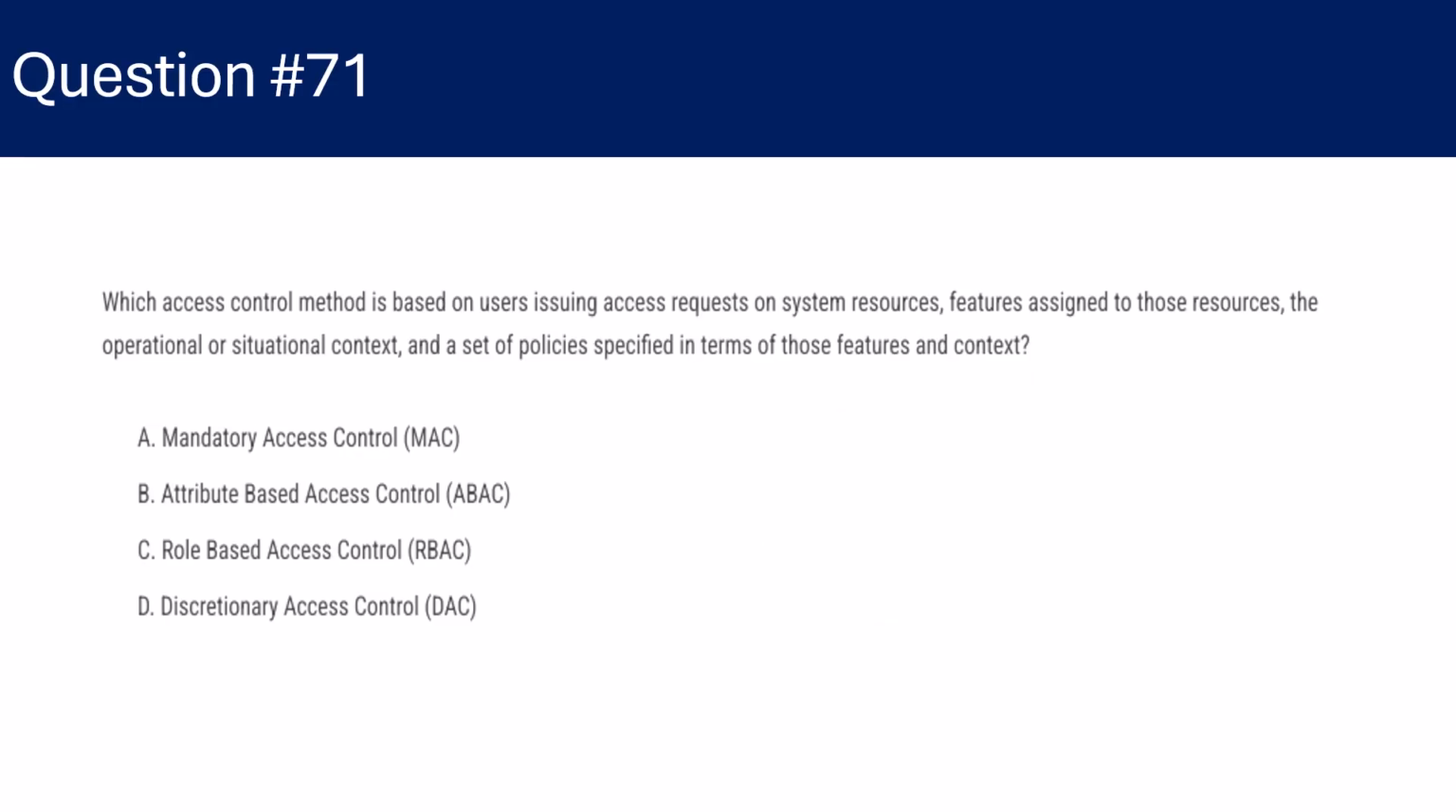Question 71. Which access control method is based on users issuing access requests on system resources, features assigned to those resources, the operational or situational context, and a set of policies specified in terms of those features and context? A, mandatory access control or MAC. B, attribute-based access control, ABAC. C, role-based access control, RBAC. Or D, discretionary access control, or DAC.